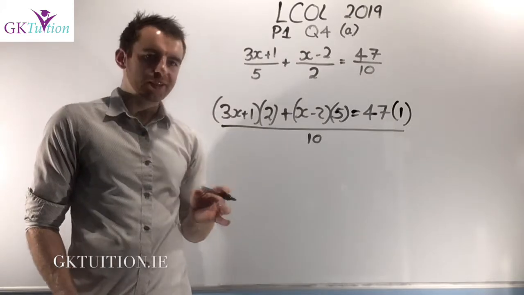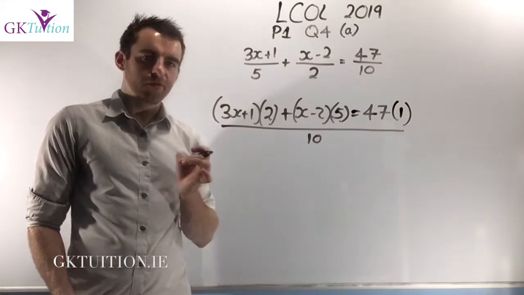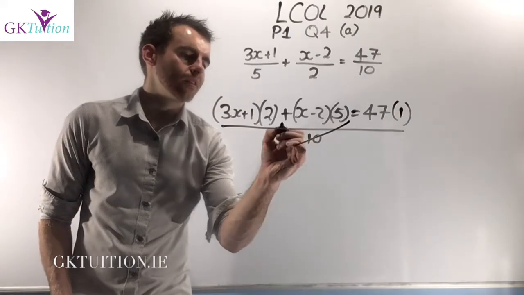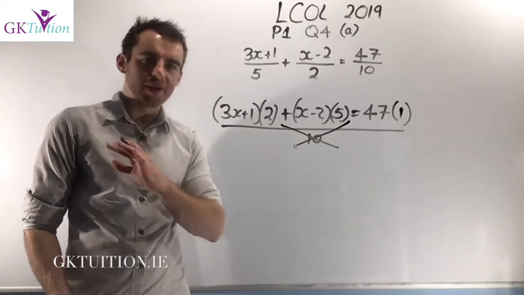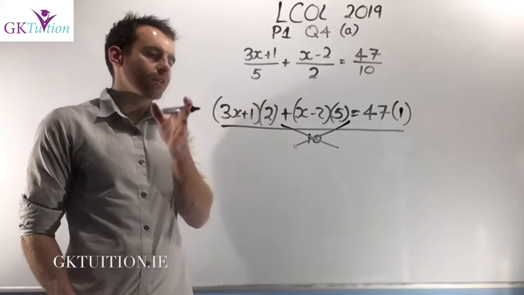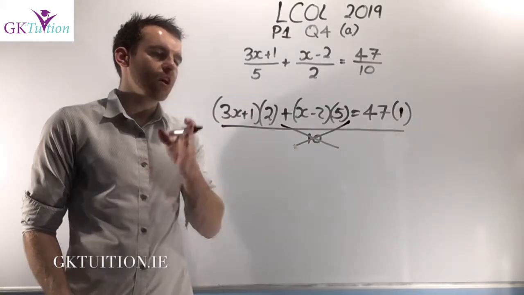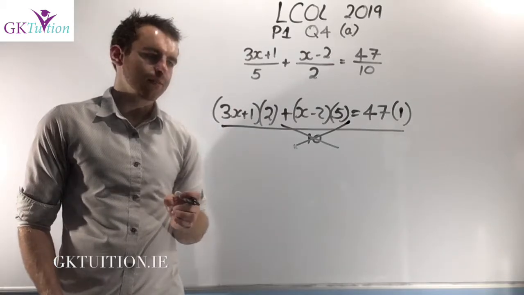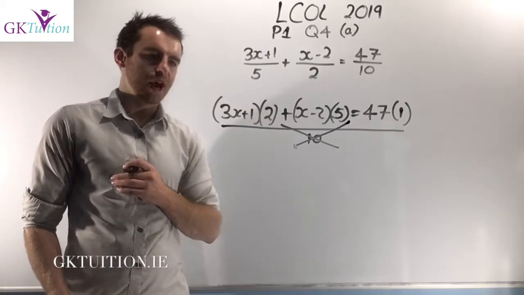Now the whole point of this is that if you have a fraction and there's an equals on the top, you can just eliminate the bottom of the fraction. You can just eliminate your denominator. So that means I'm only dealing with the top of the fraction. I've got one equation, I've got one unknown, I'll be able to find the value of x. So let's just multiply this out and see what happens.